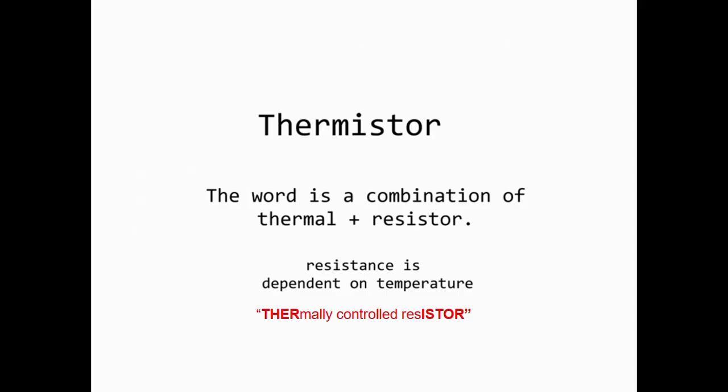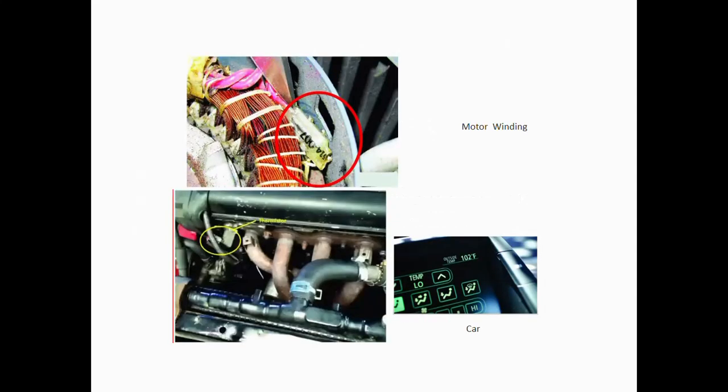It is a thermal resistor, or we can say a thermally controlled resistor. The resistance depends upon the temperature. Input is temperature, output we are getting in terms of resistance. It may be used where we need to measure temperatures, such as in motor windings or in car bonnets.